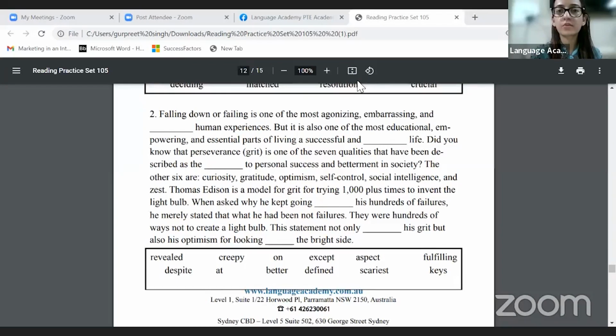Don't we need a negative word in the first blank? Those who are writing fulfilling.